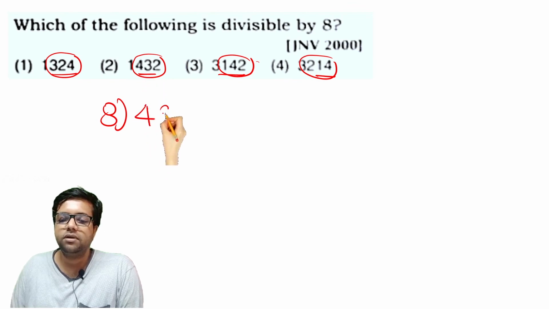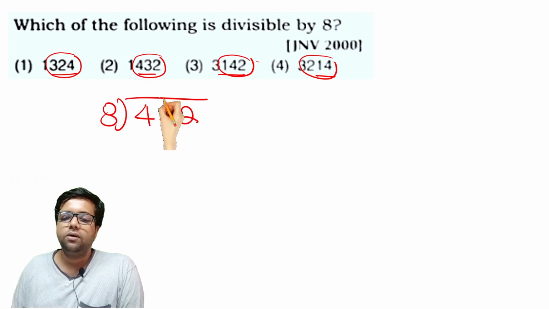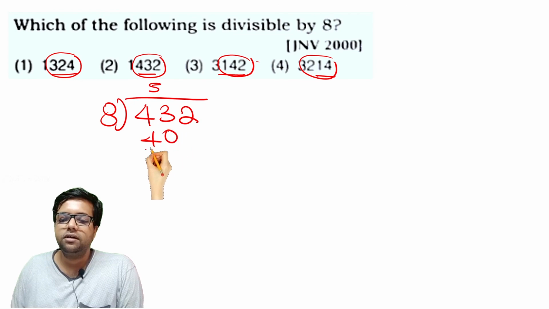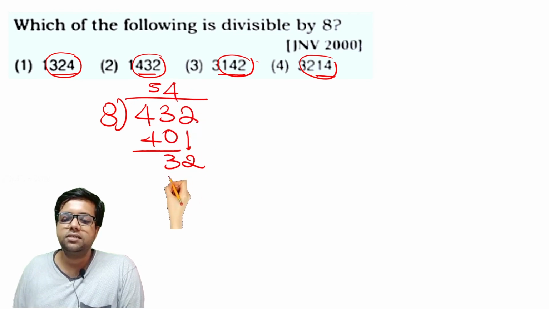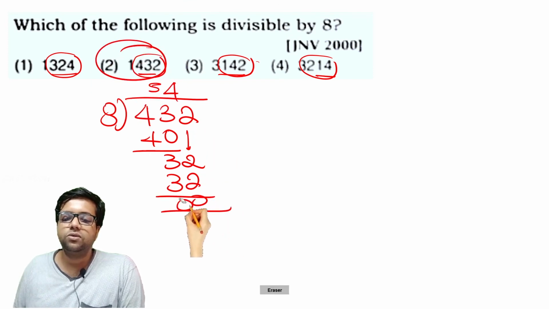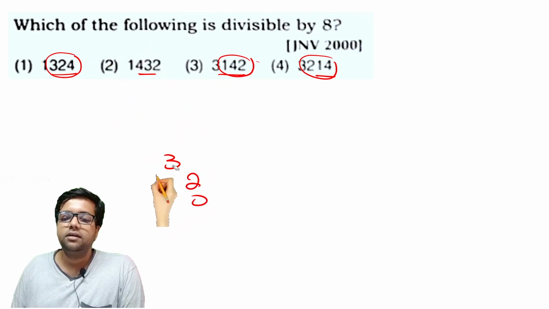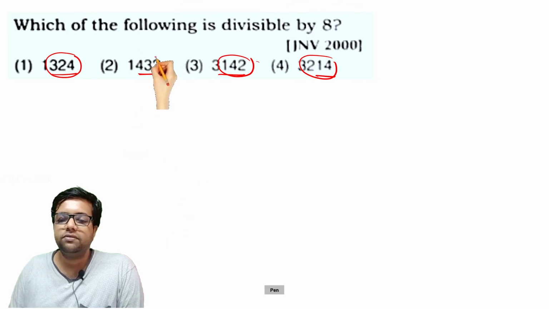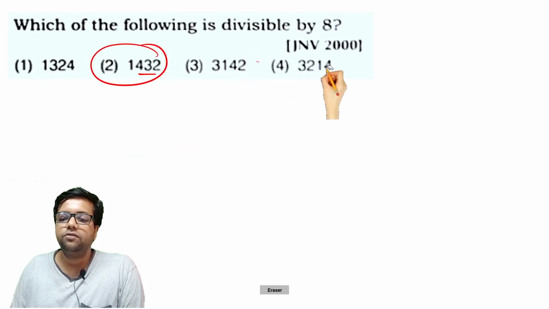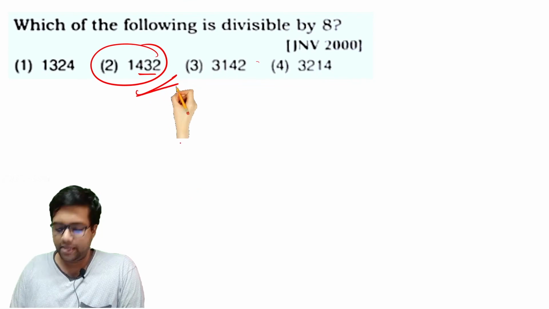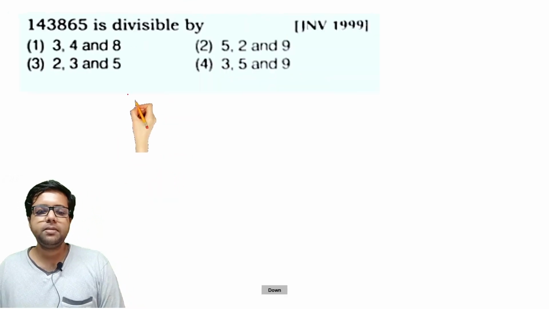432, is it divisible? Okay, 8 5s is 40. You are left with 3. 2 will come down. 8 4s is 32. Okay, 0 remainder. So this number is completely divisible by 8. So therefore we don't have to go further. Option 2 is the right answer.